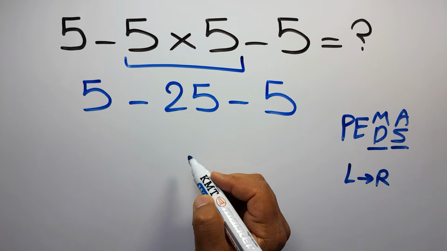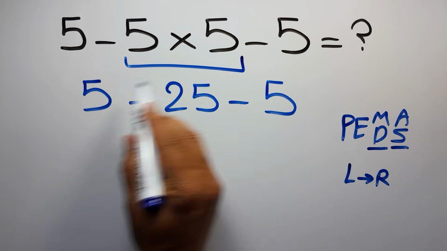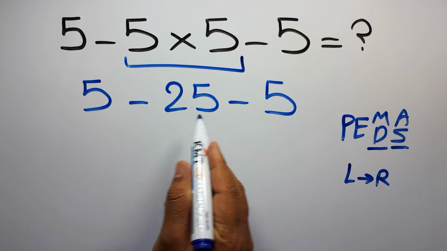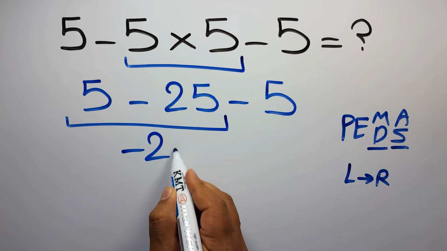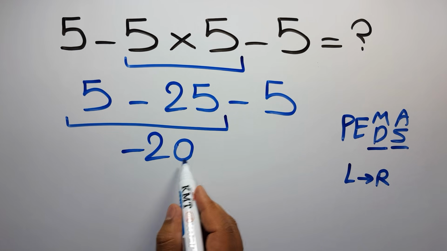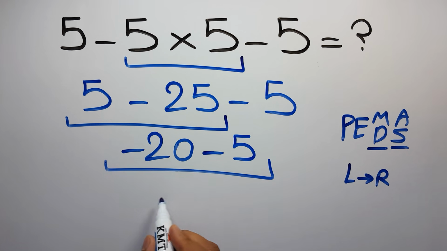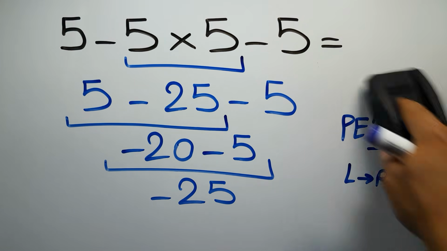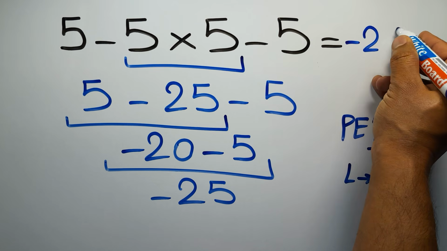Now we have two subtractions, and when we have more than one subtraction in an expression, we have to work from left to right. So here first we have to do this subtraction. 5 minus 25 equals negative 20. So we have negative 20 minus 5, which equals negative 25. And this is our final answer to this problem. The correct answer is negative 25.